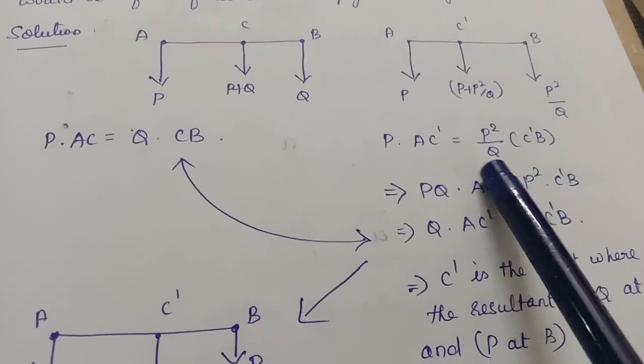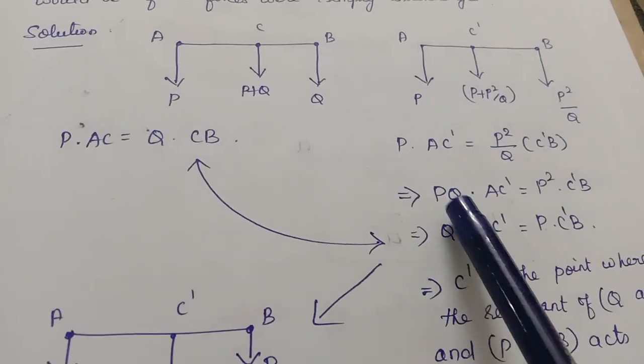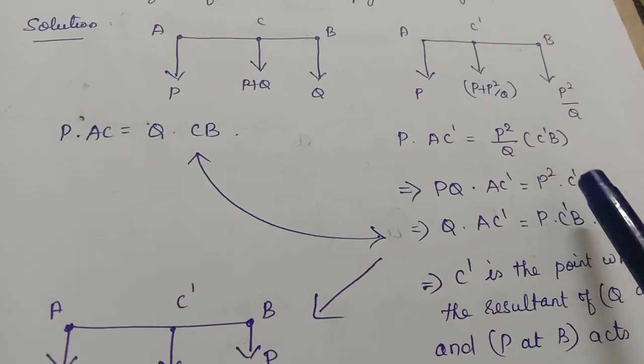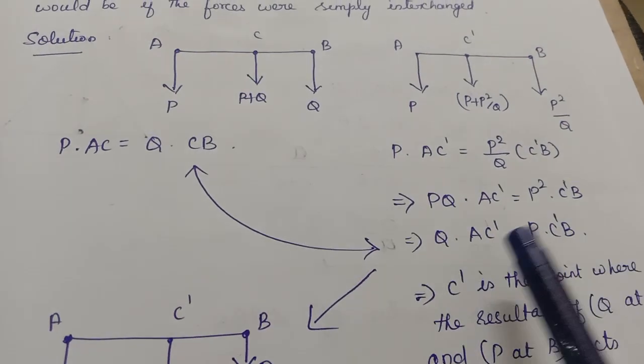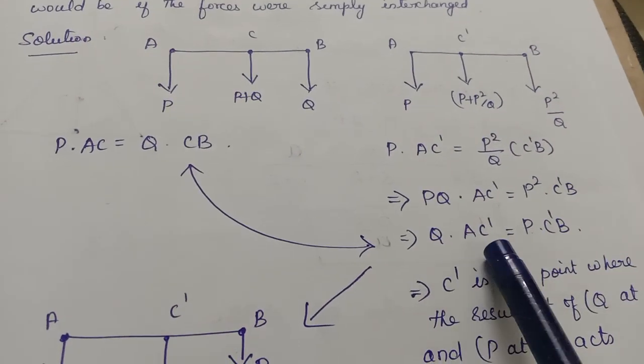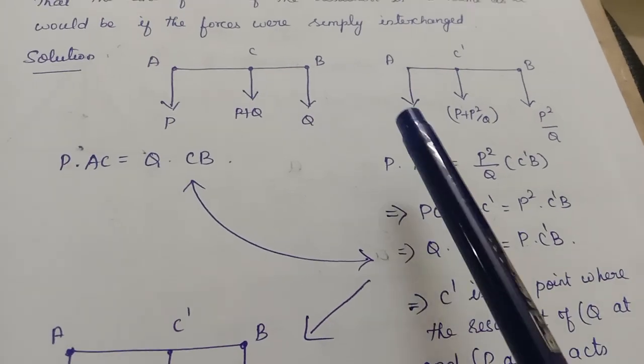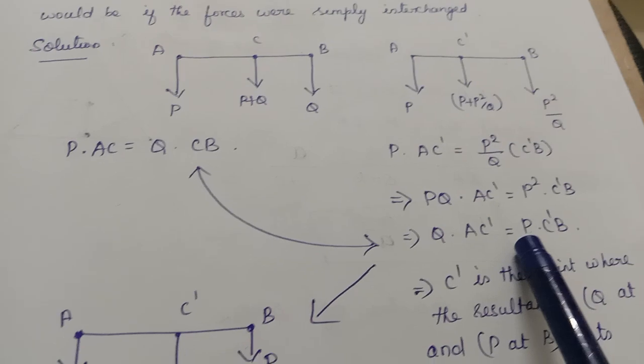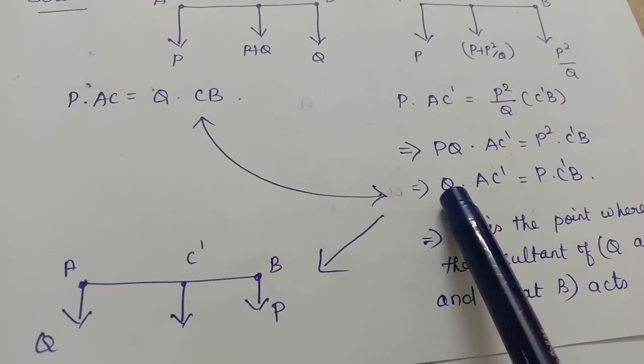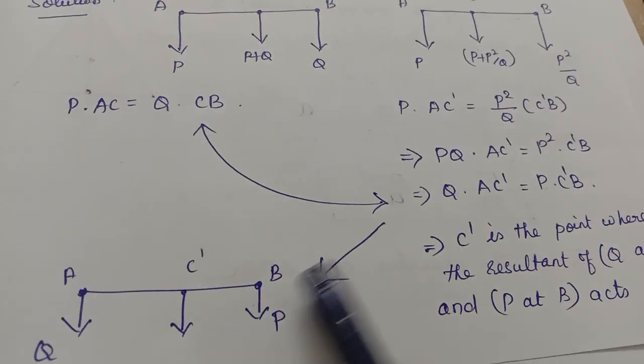Okay, right? So throughout you multiply by Q. So PQ AC dash equal to P square C dash B. Next throughout you divide by P. So Q into AC dash equal to P into C dash B. See, look at this result. So here what is this telling? That is for this corresponding statement, the diagram I have drawn here.